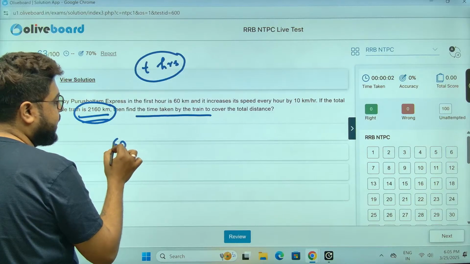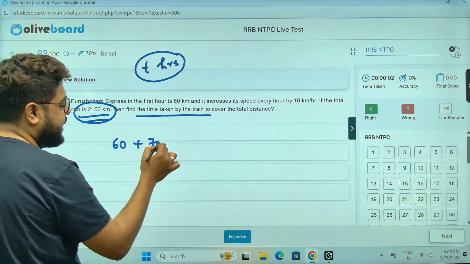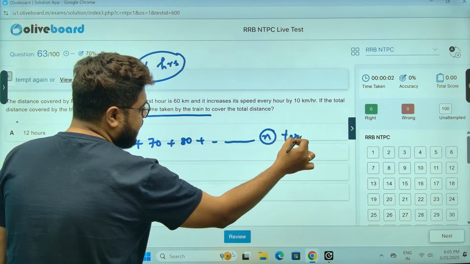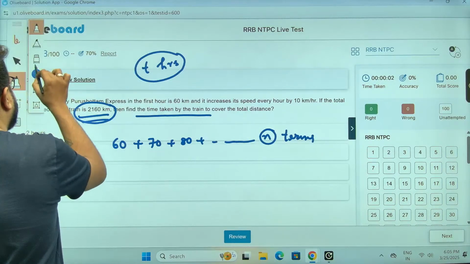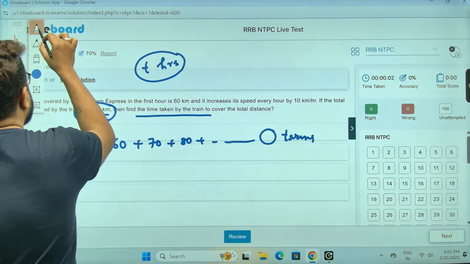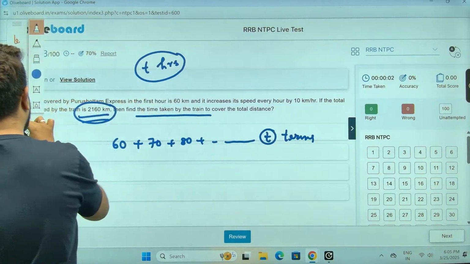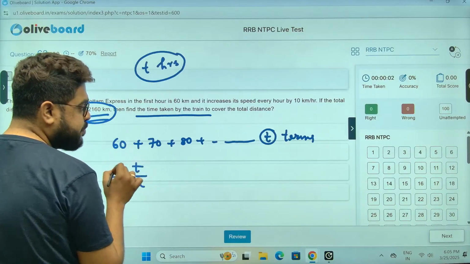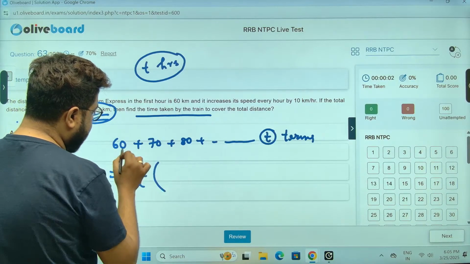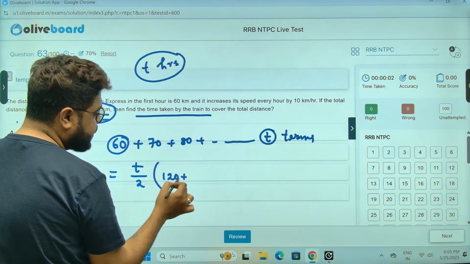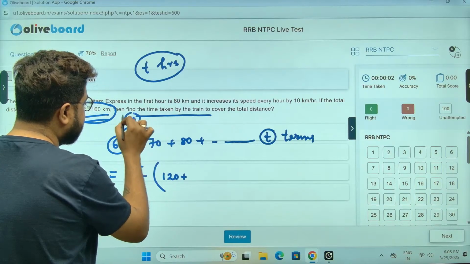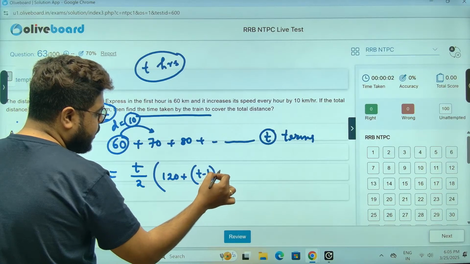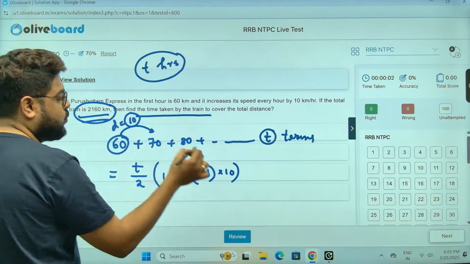First hour 60 kilometers. Second hour, 10 kilometers more, 70. Then 80. This is an AP, with T terms since I've taken T. The AP sum formula is T divided by 2 into 2A, that is 120, plus n minus 1 into D. D is 10, the common difference. N minus 1 means T minus 1 into 10. That is given as 2160.